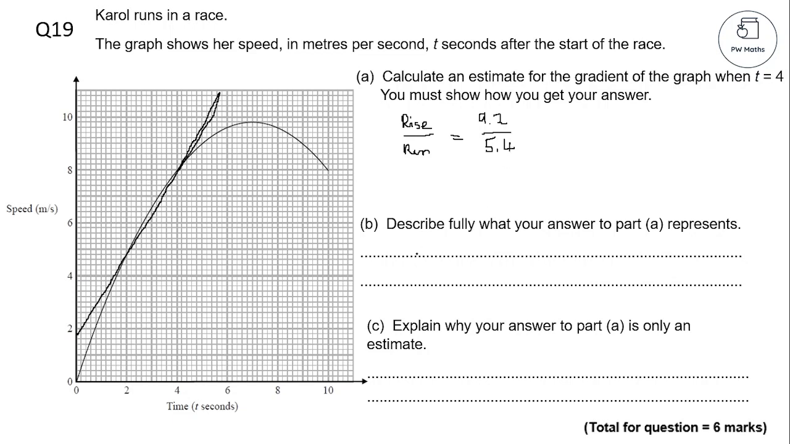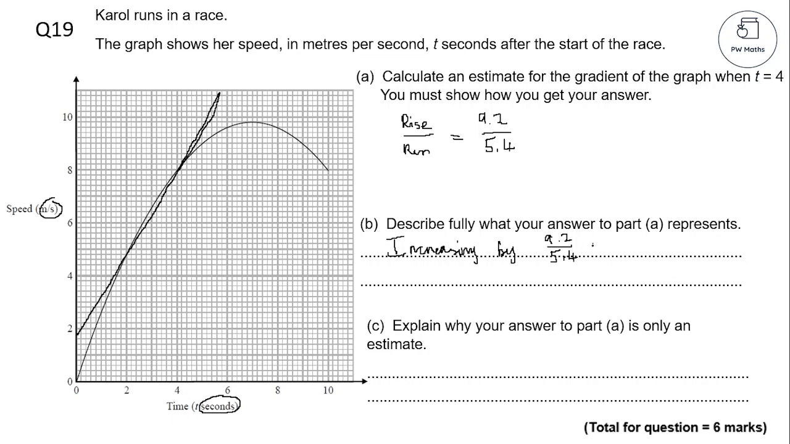Part B: Describe fully what your answer to part A represents. I always remember it's rise over run, and I would always circle the units because her speed is increasing by 9.2 over 5.4. I still haven't got any marks.